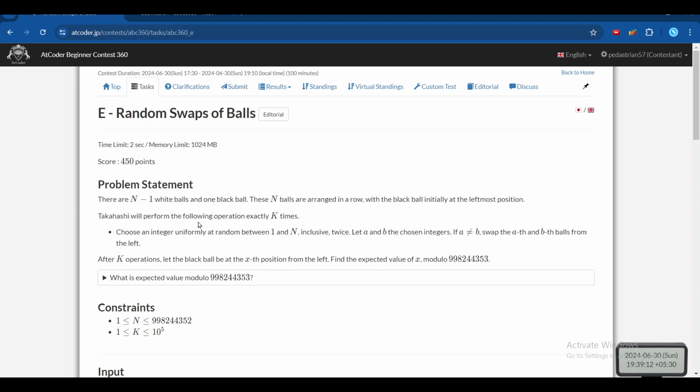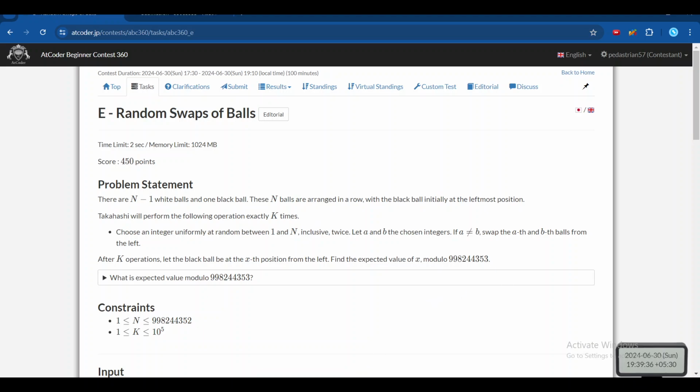Takahashi will perform the following operation K times. Choose an integer uniformly at random between 1 and N, inclusive, twice. So you will choose two integers a and b, and these two choices are independent. Swap the a-th ball and the b-th ball from the left. After K operations, let the black ball be at position x. Find the expected value of x modulo this number.